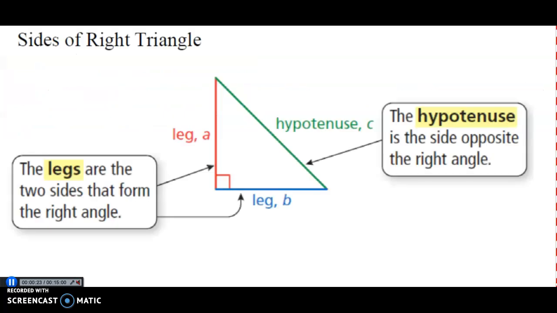Alright, before we get started with it, we do have to learn the parts of a right triangle. We have legs of the right triangle, and the legs are the two sides that form the right angle. So here you have the first leg, and here you have the second leg, and together when they're combined they make the right angle. And the third side is called the hypotenuse. The hypotenuse is always going to be opposite of the right angle, and it is always the longest side.